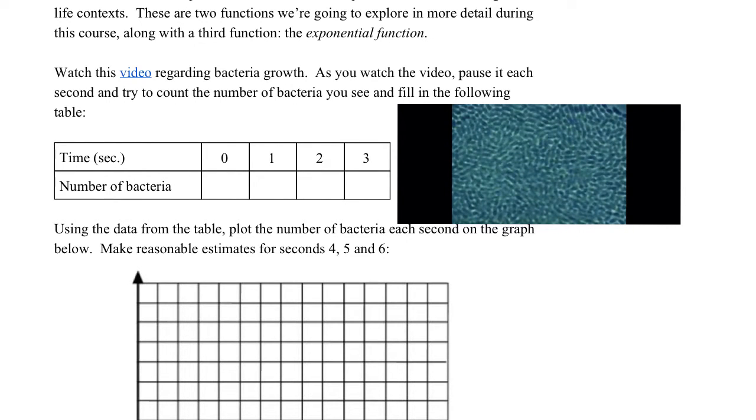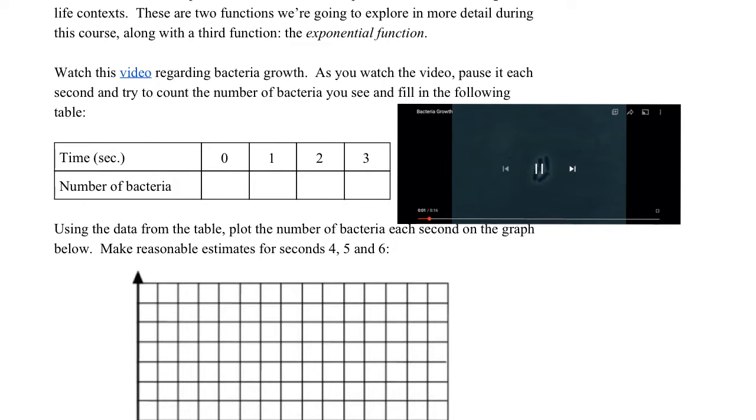All right, so then what we want to do is look at how many bacteria we have at 0 seconds, 1 second, 2 seconds, and 3 seconds, okay? So let's go ahead and do that. We're going to rewatch the video, and at 0 seconds, we're going to write in how many bacteria there are. So we're going to start again here. Okay, so I'm going to back this up a little bit.